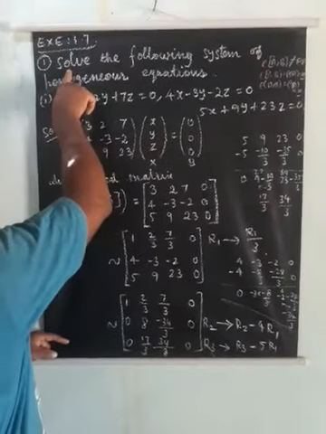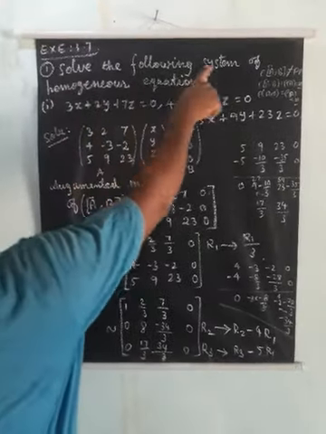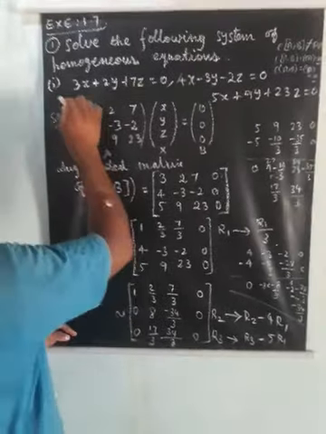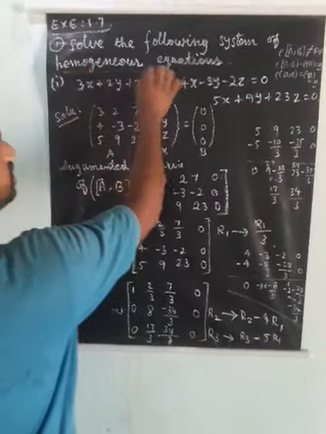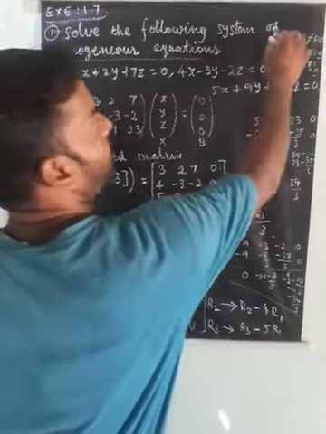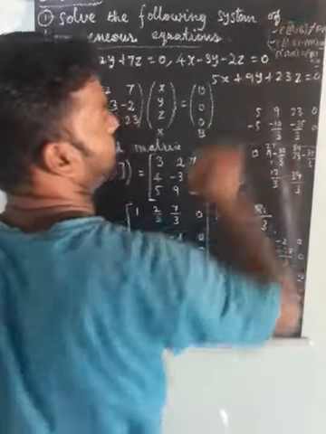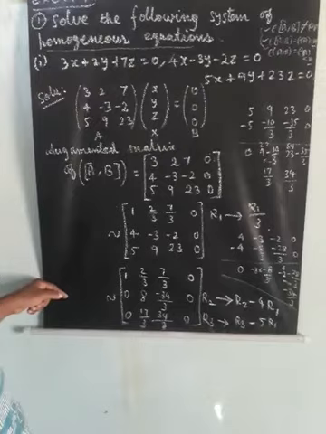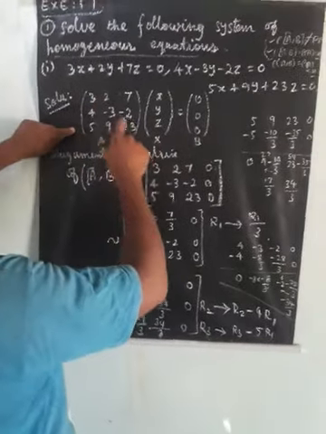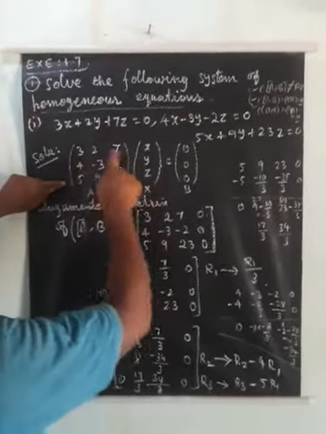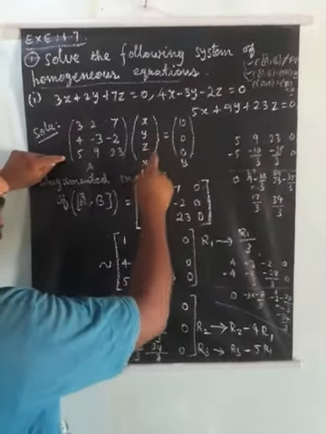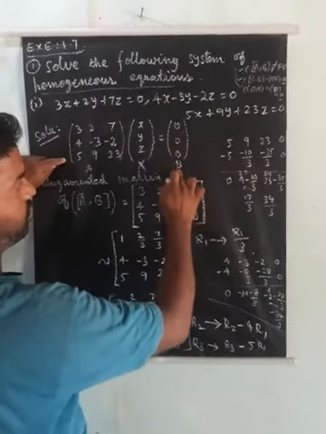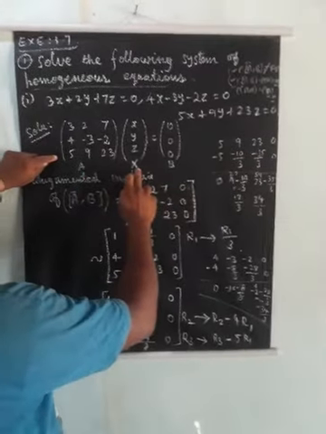Today, first question: solve the following system of homogeneous equations. If you see the question, the system is homogeneous, so we should use these three conditions. First of all, we write it in the form AX = B: the coefficient matrix of x, y, z, times the column X, equal to the right-hand side values 0, 0, 0, which is B.